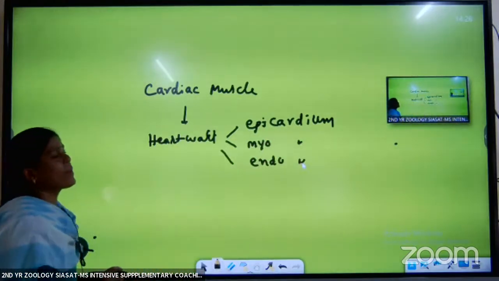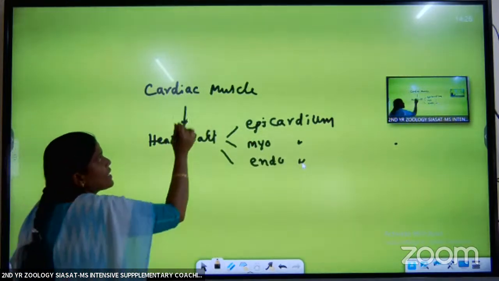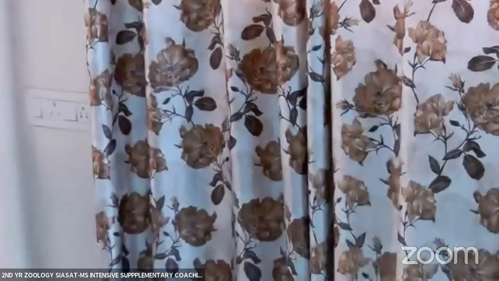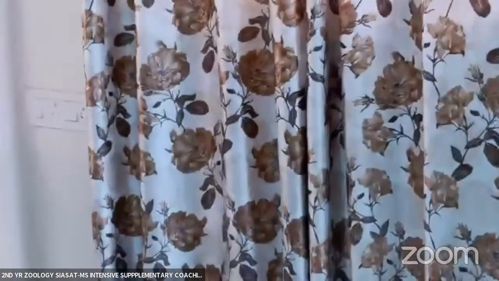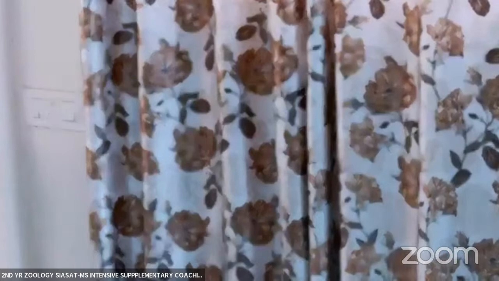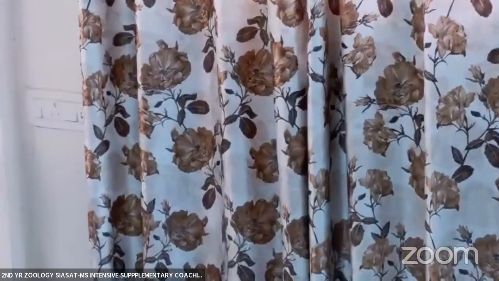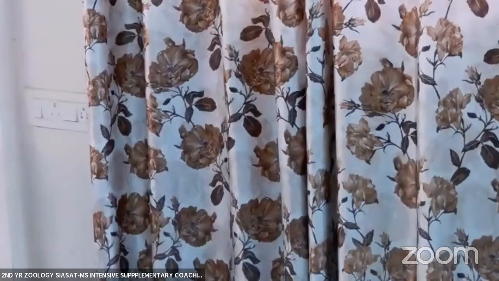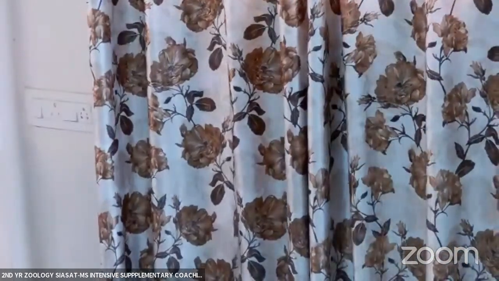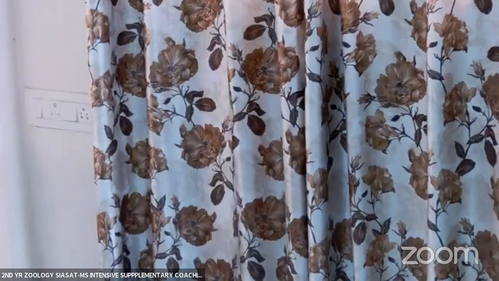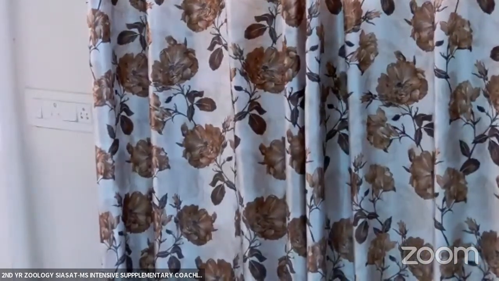Heart is covered by the pericardium. Heart is made up of cardiac muscle. Heart walls have three layers. Outer is called the epicardium. Middle is called the myocardium, and inner the endocardium. From the endocardium, on the inner side, the tricuspid and bicuspid valves are also formed. Next, the outer structure of the heart, otherwise, the external structure of the heart.